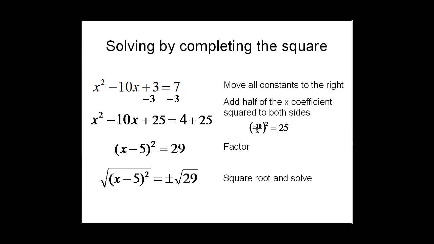Plus or minus the square root of 29. And again, the square root cancels with the square. And then you move the 5. So it's positive 5 when you move it, plus or minus the square root of 29. So that's completing the square.